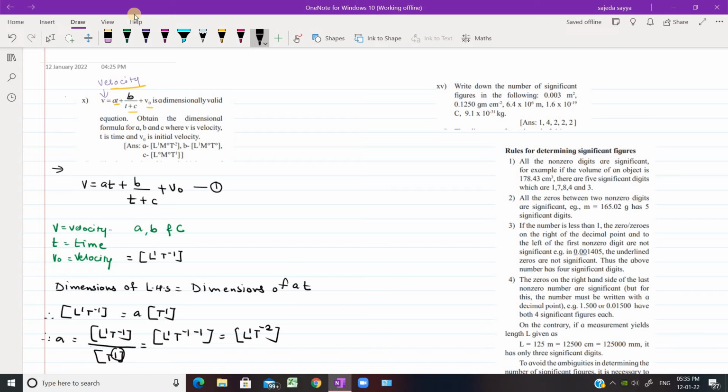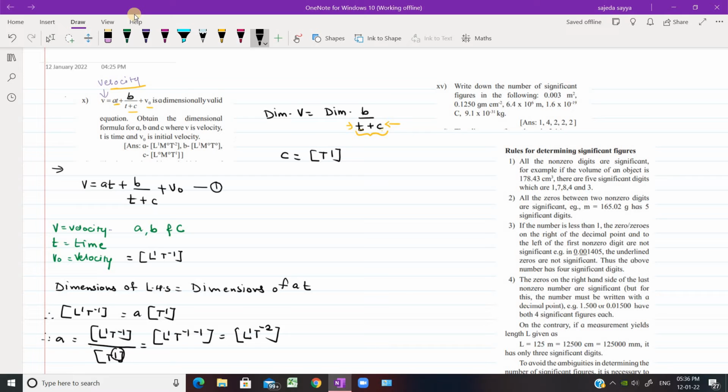Let's do it for the second term. That is, the dimensions of velocity equals the dimensions of the term B upon T plus C. Again here in this T plus C, as T has dimensions of time, the dimensions of C must be the same as that of time, then only these two can be added. Therefore, to write the dimensions of C, it should be the same as the dimensions of time, that is T raised to 1.